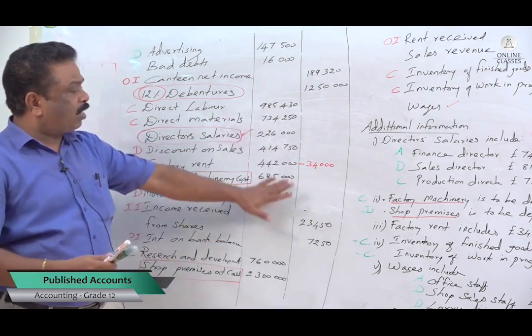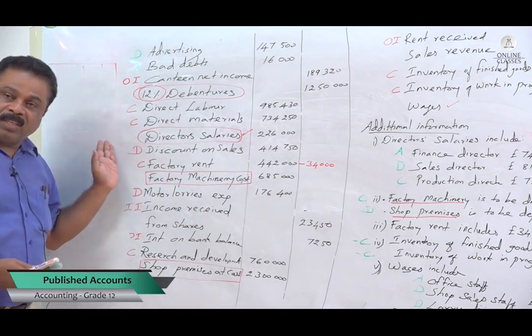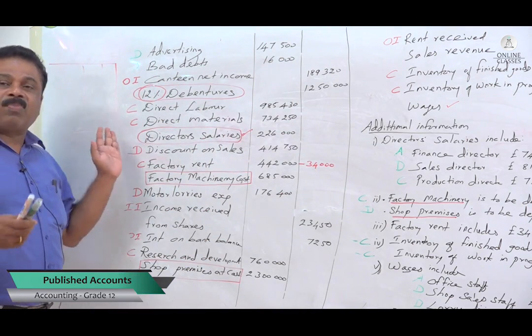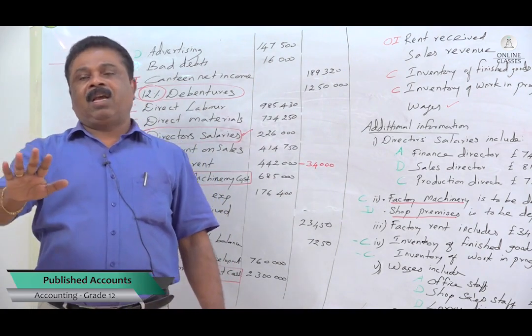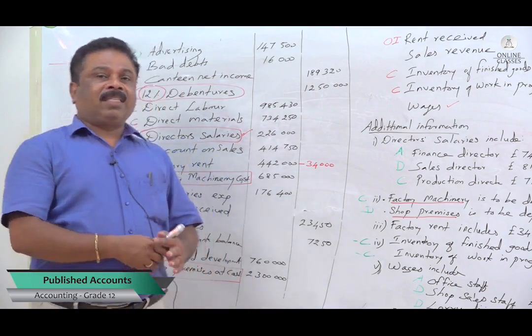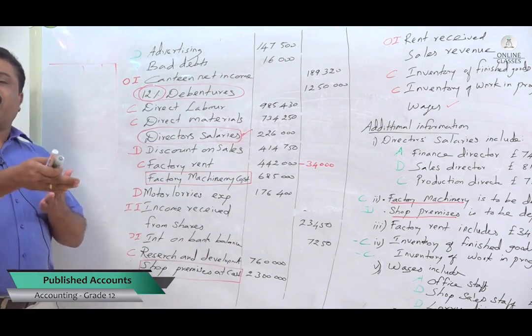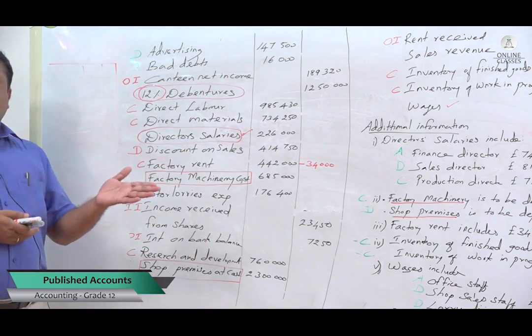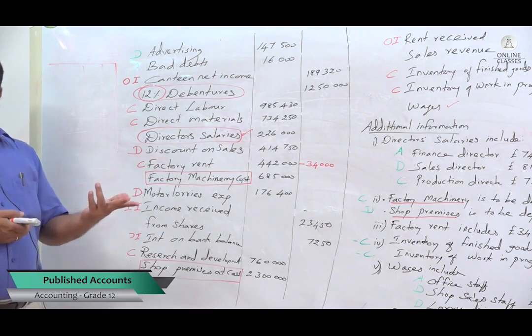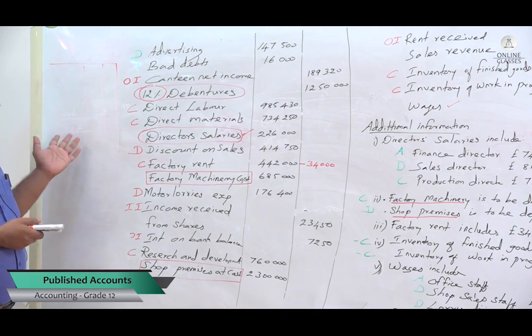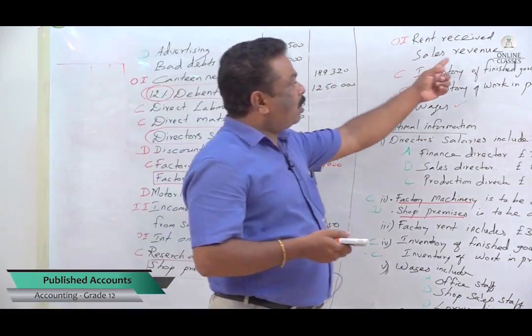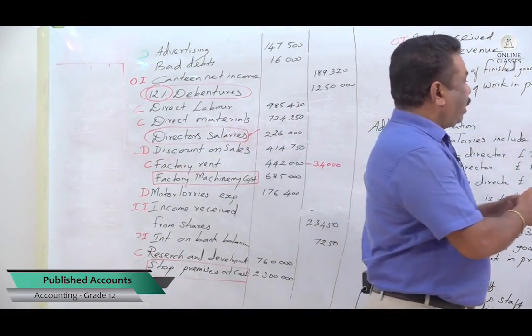Once your classification is over and the working notes are finished, the third step is to just copy down the format as it is. After copying the format, it's like filling in the blanks. In the format, the first line says sales revenue. Of course, for sales revenue we did not prepare a working note, but we can take the answer from here. This is the sales revenue amount.